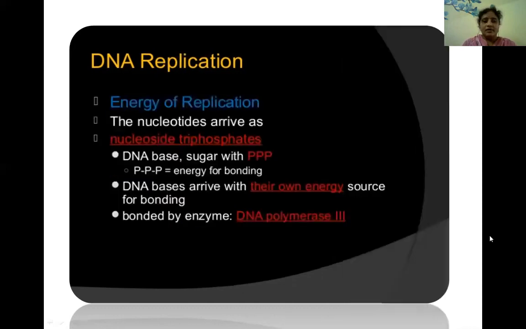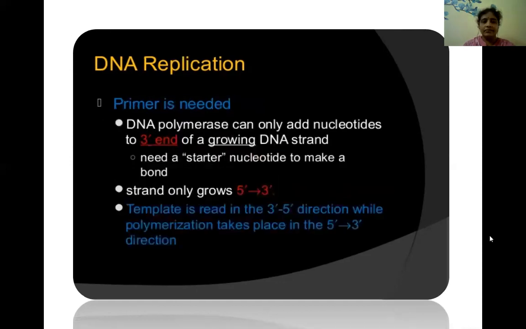Next, energy of replication. In the energy of replication, the nucleotides arrive as nucleoside triphosphates: DNA base, sugar, and triphosphates, which are the energy for bonding. DNA bases arrive with their own energy source for bonding, bonded by the enzyme DNA polymerase 3.